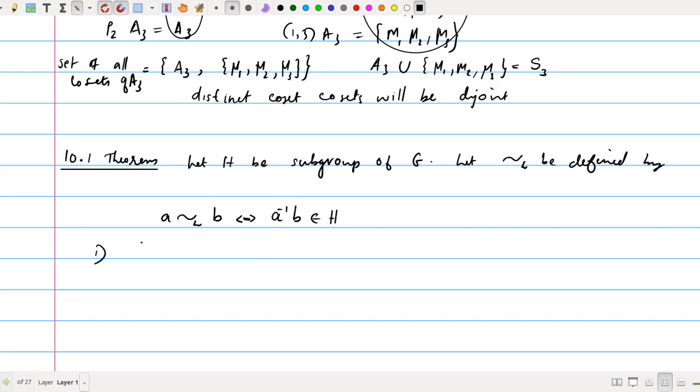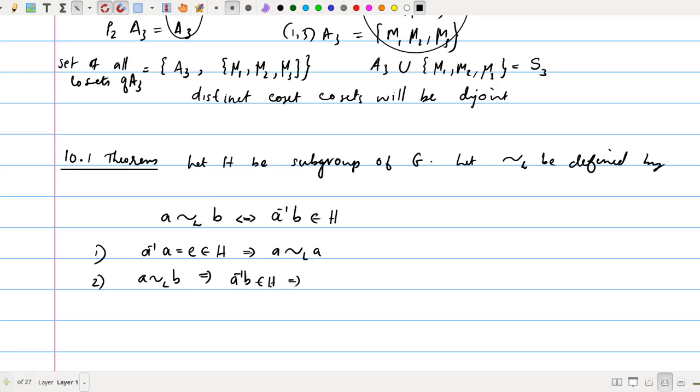You can easily prove that this is reflexive, because a inverse a is equal to the identity, which is always an element of a subgroup. So this implies a is related to a. Similarly, you can observe the symmetric behavior: if a is related to b, then we have a inverse b belongs to H.